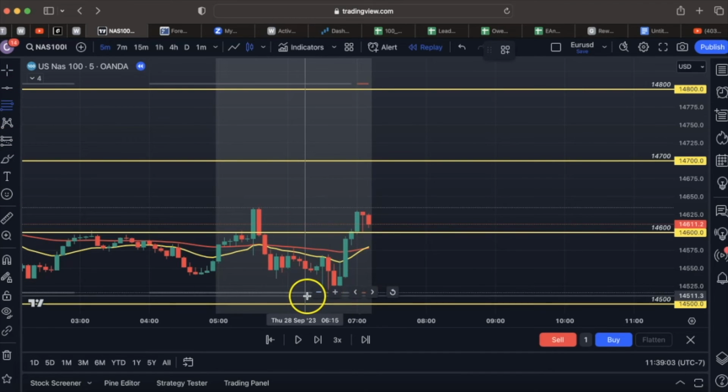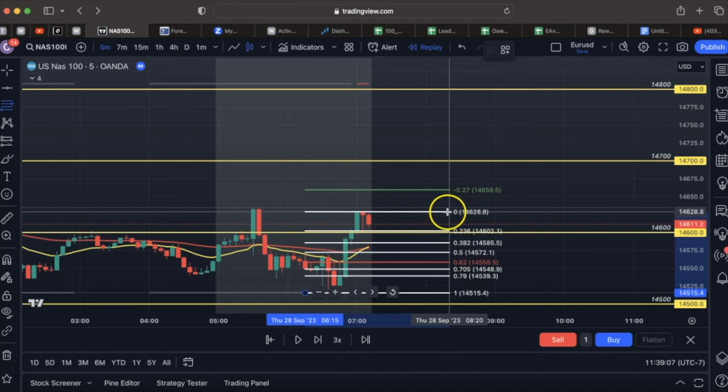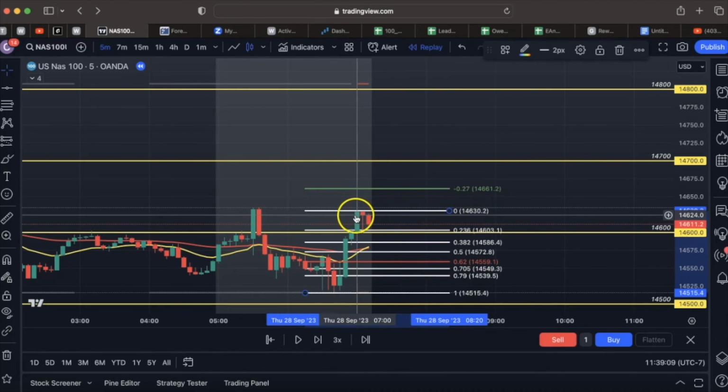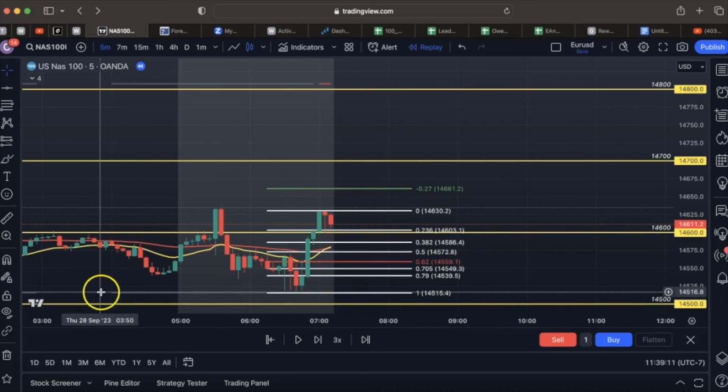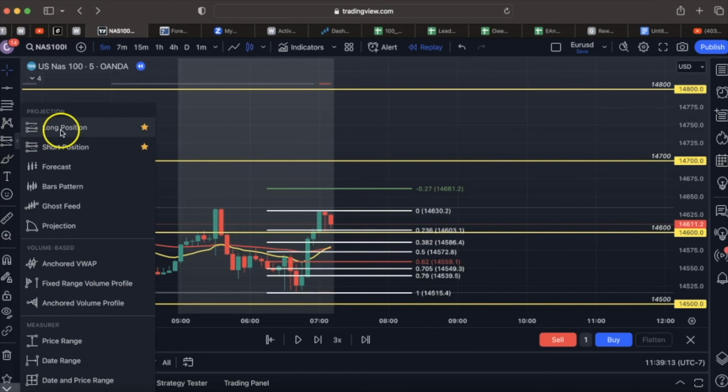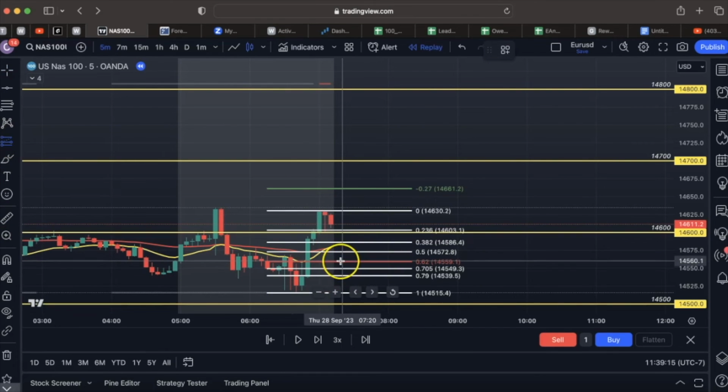So I'd go the opposite direction though. I'd go from the low first. Then I'd go to the high right here. Right there. And then I would have my pending order set. So I'd do a buy limit right here.